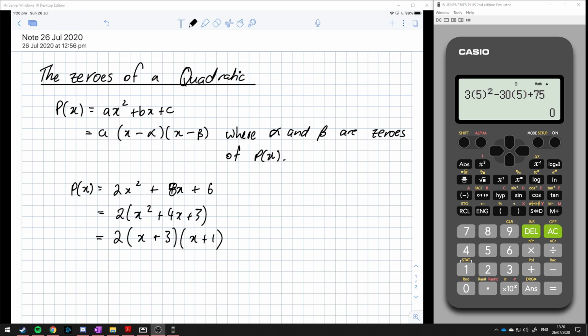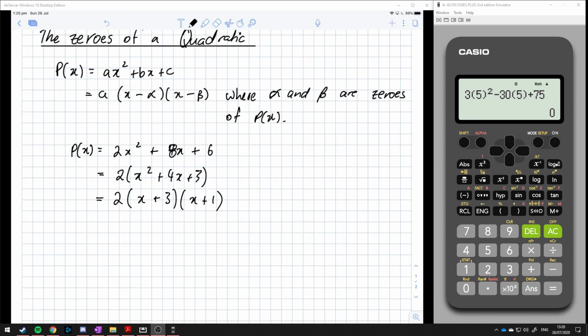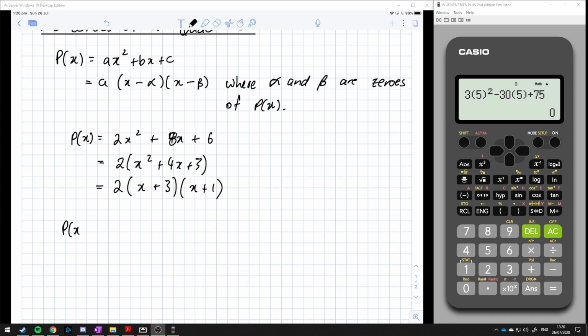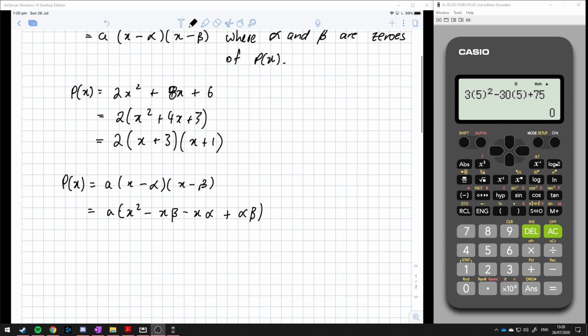So by doing this with the original generalized equation up above, if we take p of x, which is equal to a lots of x minus alpha and x minus beta, and expand this, you should remember that what we end up with is a lots of x squared minus x beta minus x alpha plus alpha beta. Okay, so this is just expanding this line out here. And what happens is you get a combination of both adding and multiplying the zeros, okay?